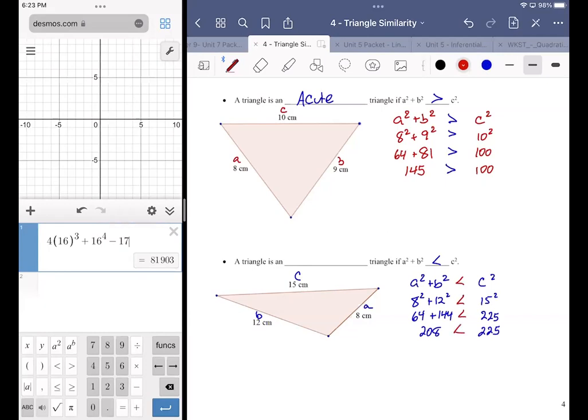Right. So that would be an obtuse triangle. So we can demonstrate that a triangle is obtuse if we show that the two smaller sides, using a variation of the Pythagorean theorem, have squared values that, when added together, are less than the squared value of the third side.